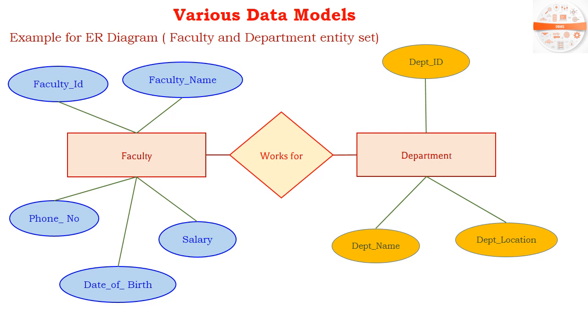Similarly, the department entity contains many attributes, for example, department ID, department name, department location. All these attributes are associated with the department entity. Now, we are going to make the relationship between faculty and department. The relationship name is works for. It means the faculty works for the department.